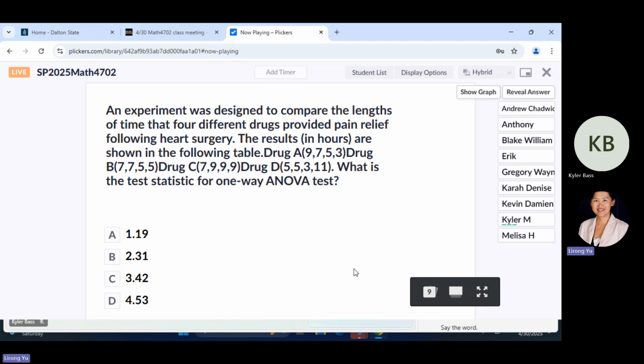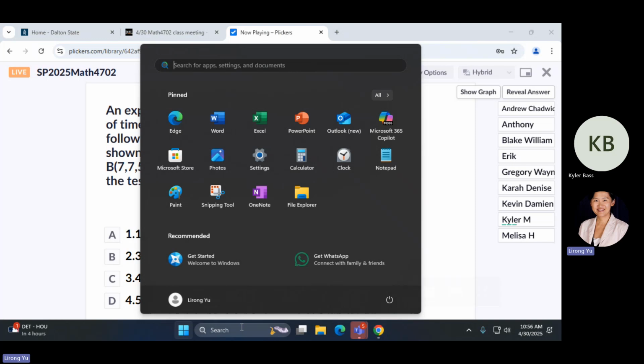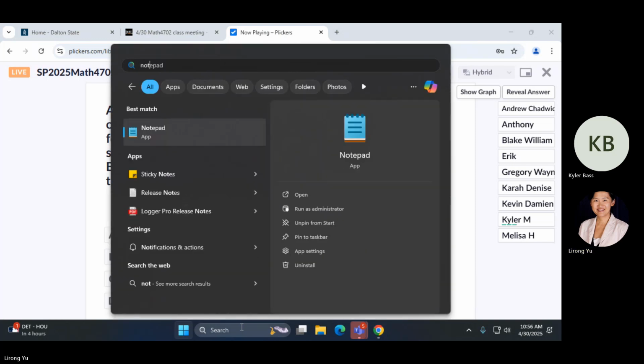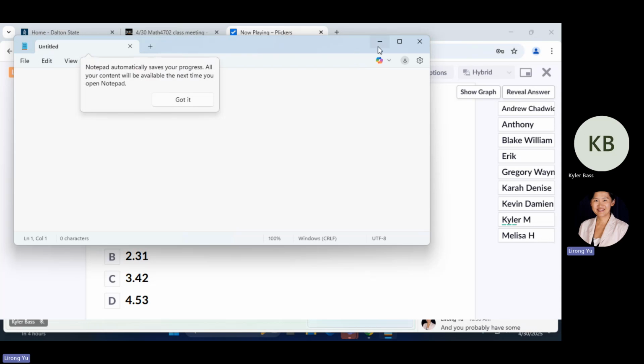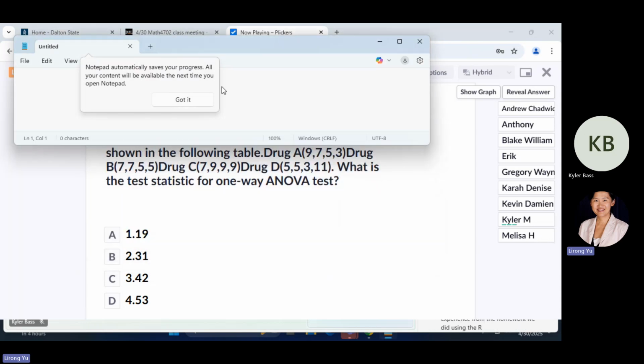Okay, finally, when I came here, the projector is not what's on the computer, so I have to restart it. So on the board, we have a question. I think it's the same question as last week, but this is a question about calculating the test statistic. So, you probably have some experience from the homework we did using R.